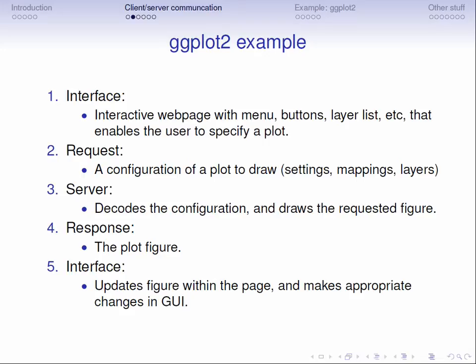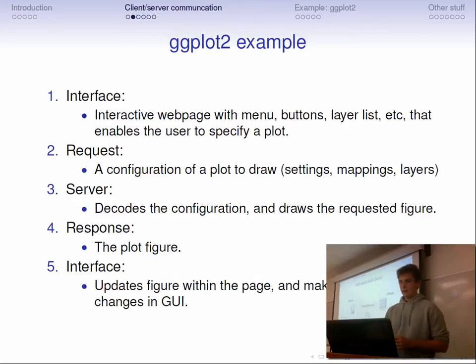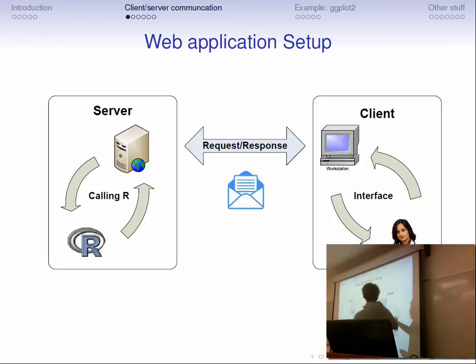The server decodes this configuration of the plot, and it draws the requested figure, because that's the service. And then the response is the plot figure. And then from this response, the interface updates the figure within the page and makes the appropriate changes in the user interface. And then the user can continue the process. So, the most important part of this, like, what the interface looks like, well, this is JavaScript. This is extensively covered in the manual, so I won't tell you a lot about that. And well, this is just the R code that extracts the arguments and then does whatever it's supposed to do, so that kind of makes sense.